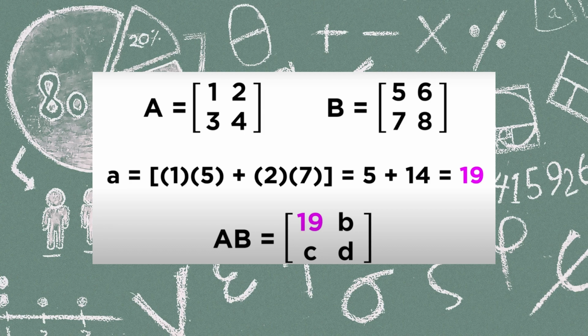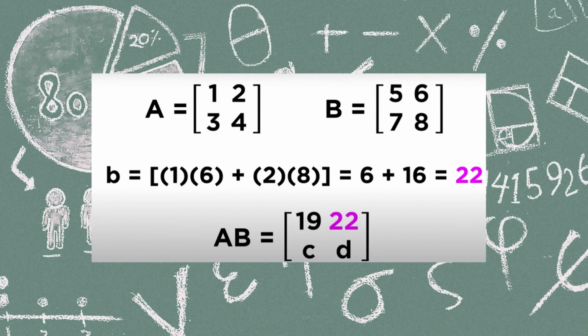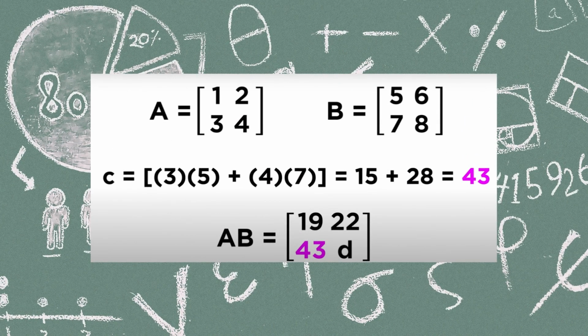Now we stay in the first row of the first matrix, but shift over to the second column of the other. 1 by 6 is 6 and 2 by 8 is 16. So 6 plus 16 is 22, and that will go in the second entry of the first row of the product matrix. Now we shift to the second row of the first matrix and go back to the first column of the second matrix.